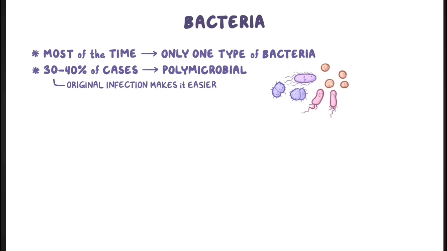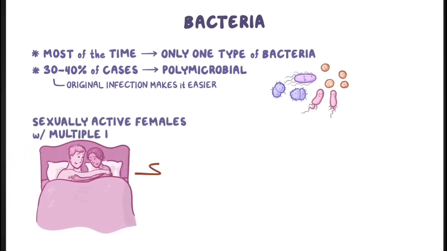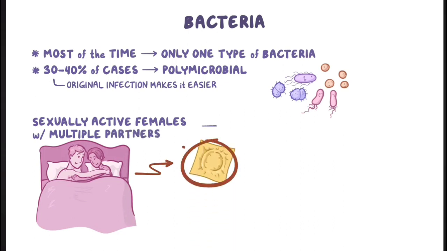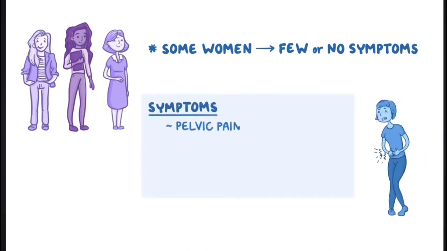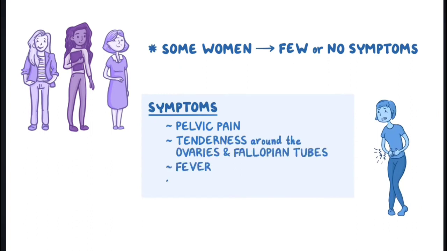Because of the relationship with chlamydia and gonorrhea infections, sexually active females, particularly those that have multiple sexual partners and don't use condoms, are at most risk of developing PID. Some women will have few or no symptoms of PID. When there are noticeable symptoms, they include pelvic pain, tenderness around the ovaries and fallopian tubes, fever, and abnormal vaginal discharge.